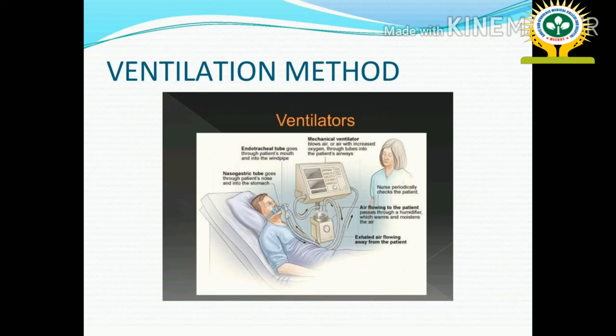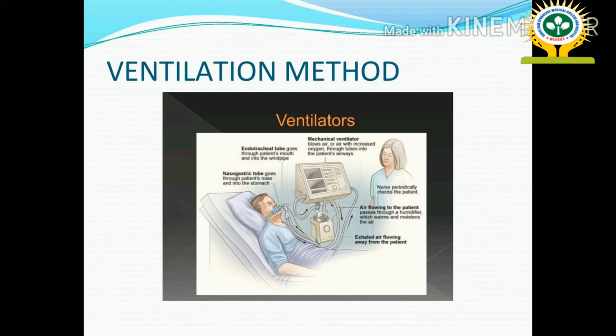Now we will study the last method of artificial respiration, which is the ventilator method. In this method, a rubber tube is introduced into the trachea of the patient through the mouth. By using a pump, air or oxygen is pumped into the lungs with pressure. When air is pumped, inflation of the lungs causes inspiration, and when it is stopped, expiration occurs. And the cycle is repeated.